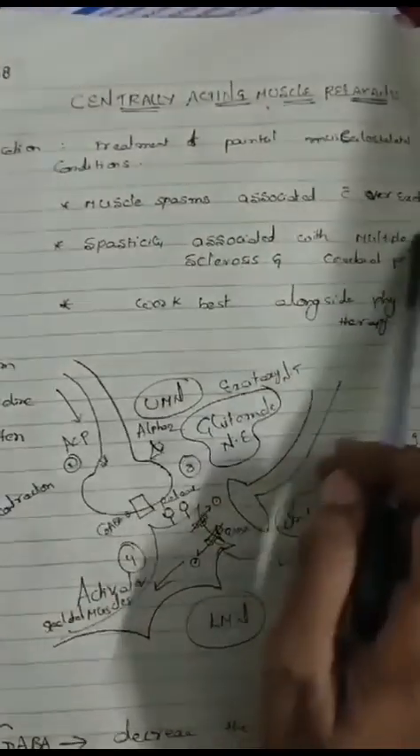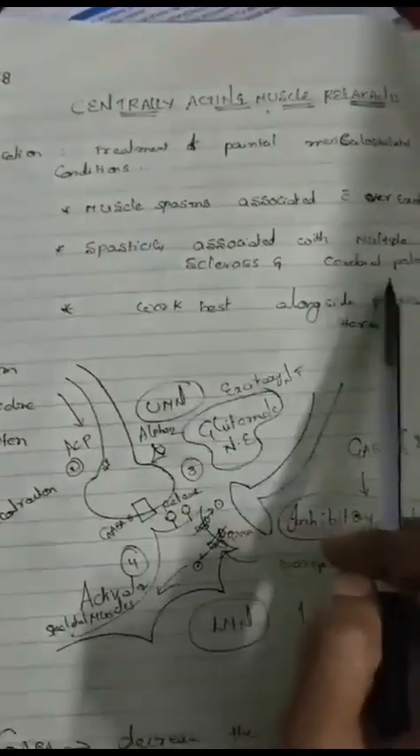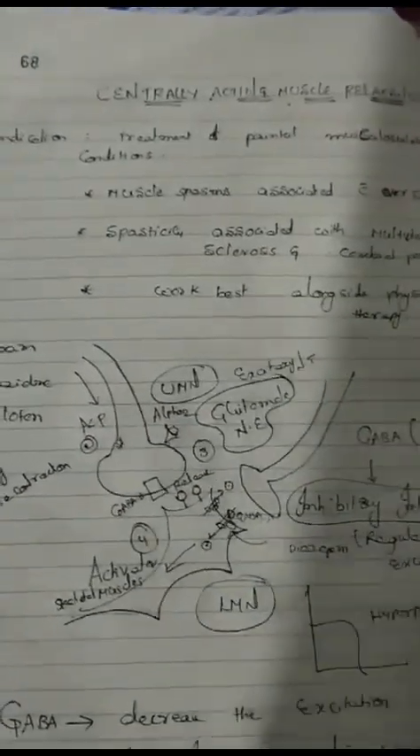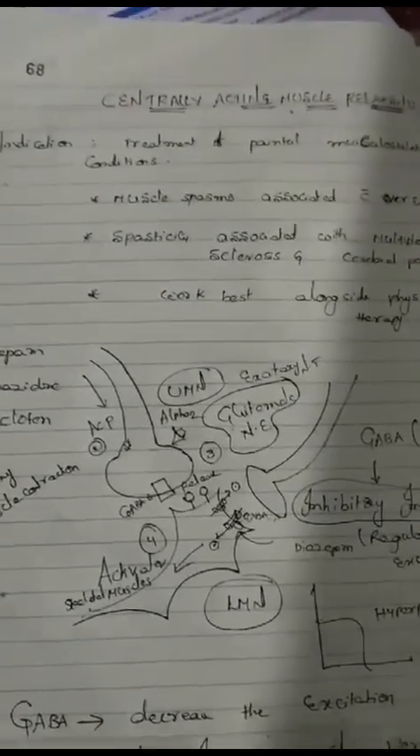Okay, my dear students. Muscle spasm associated with overexertion, spasticity associated with multiple sclerosis as well as cerebral palsy, and it works best alongside physical therapy. For this condition, the drug of choice is the centrally acting muscle relaxant.